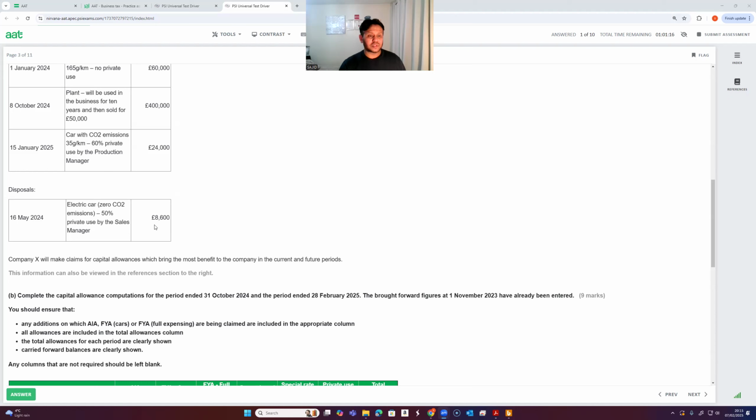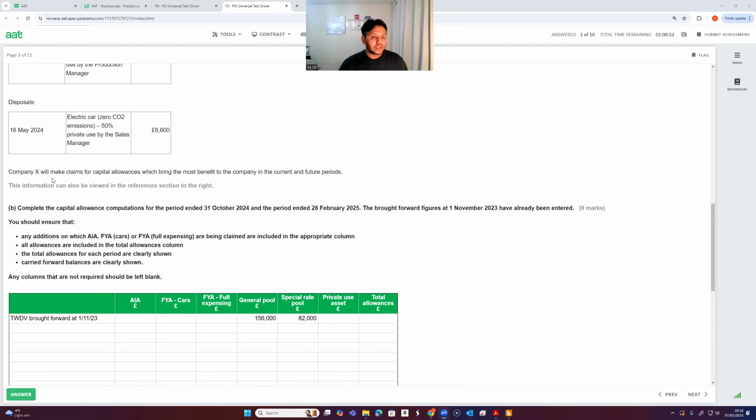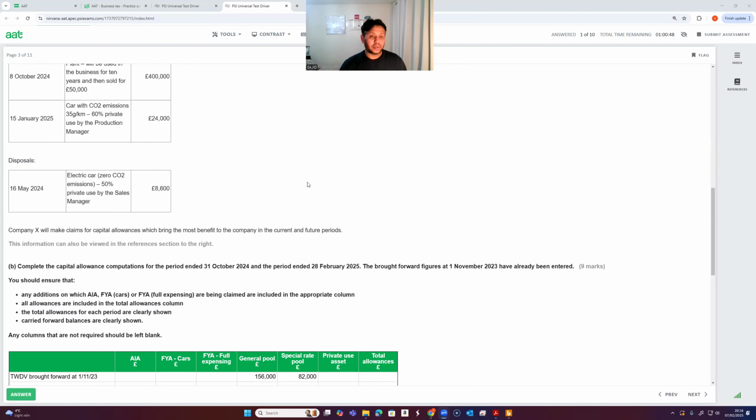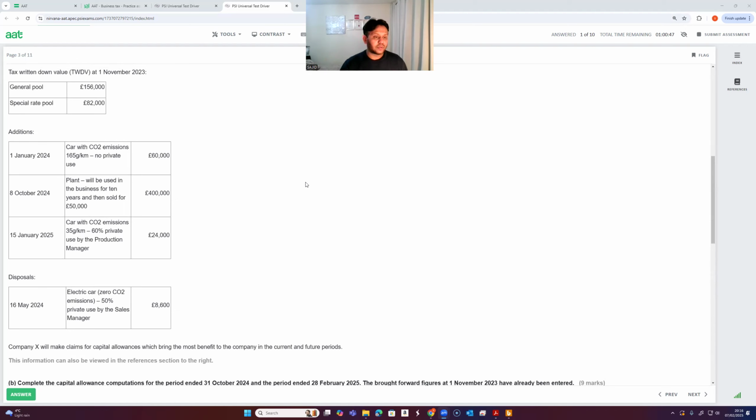So this disposal needs to be removed from the general pool, because for this asset I already claimed the full allowance, so I don't have any column for that electric car, because as soon as I buy an electric car, the same year I claim 100% allowance. So if I sell after 2-3 years, the same asset, I need to minus it from the general pool, because I don't have this asset balance in my column anymore. All right, so company X will make a claim for the capital allowance which brings the most benefit to the company, in the current and the future period. Fair enough. So we understand everything we have here.